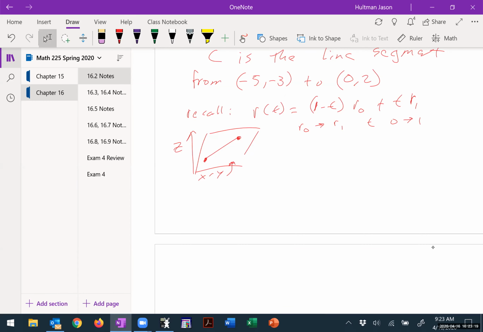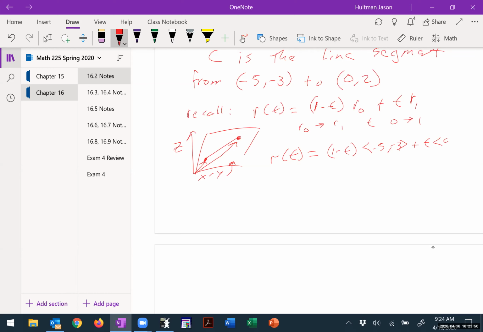So let's do that. Let's parameterize this thing. So R of t is equal to 1 minus t times R naught. Well, what's R naught? R naught is my first vector, the vector from 0, 0 to -5, -3. Well, that's just this vector. And R's are vectors. So that's -5, -3, plus t times R1. Well, what's R1? It's 0, 2.